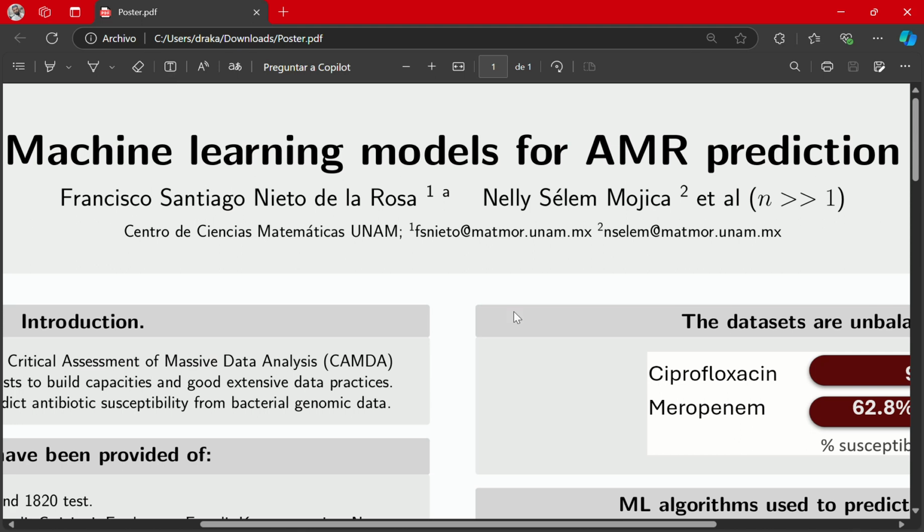My name is Francisco Santiago Nieto de la Rosa, and I will present our work, Machine Learning Models on Antimicrobial Resistance Prediction.